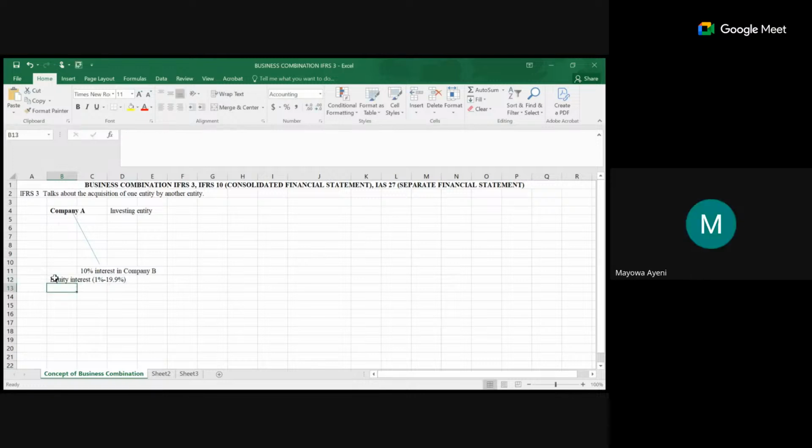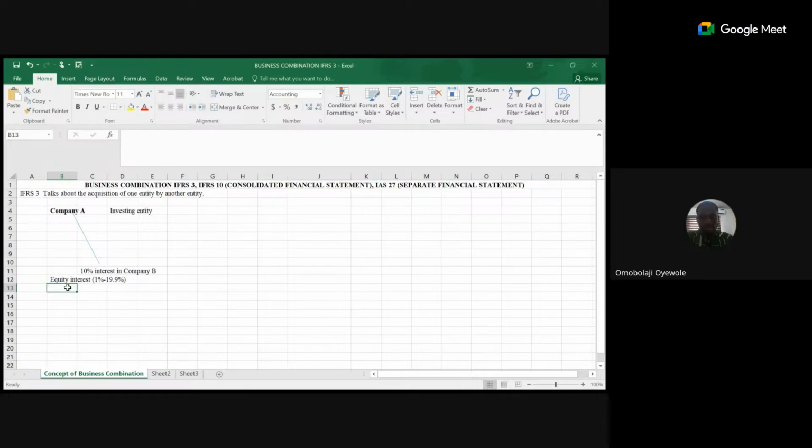Yeah, equity interest will exist. Equity interest, or you can call it simple interest. So equity interest will exist where the interest of the acquiring entity is between 1% to 19.9%. Now, when the interest is between 1% to 19.9%, you must understand that there is no business combination. We only have interest in the company.